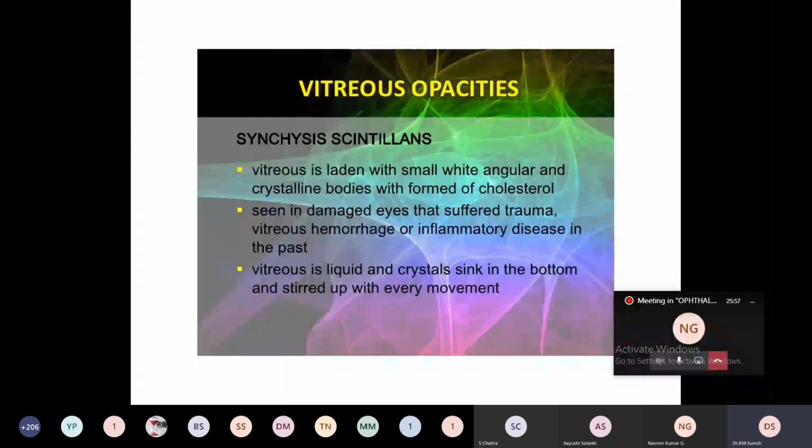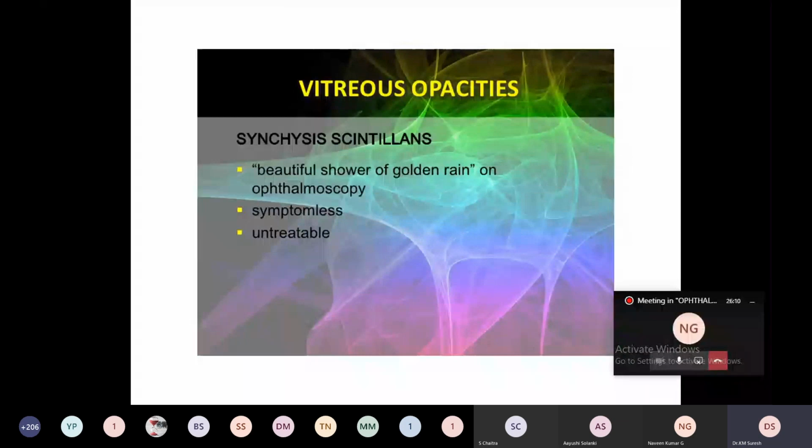Vitreous is liquid and crystals sink to the bottom and they are stirred up with every movement. You can see a beautiful shower of golden rain on ophthalmoscopy. For that matter, even with slit lamp biomicroscopy, you can beautifully visualize the shower of golden rain.